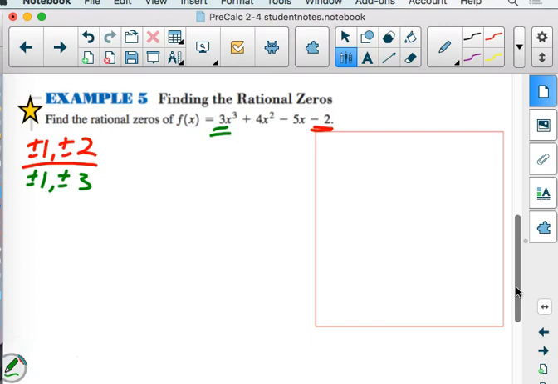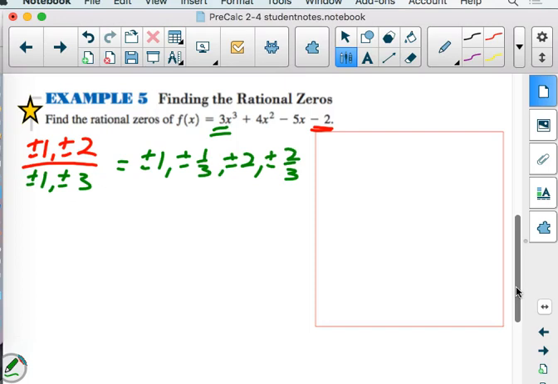So, in the old days, we would write down this list. 1 divided by 1 is 1. 1 divided by 3, 1/3. 2 divided by 1 is 2. 2 divided by 3 is 2/3. And this would be considered a pretty easy problem because there's only 8 numbers that we have to try to see whether or not they're really going to work.